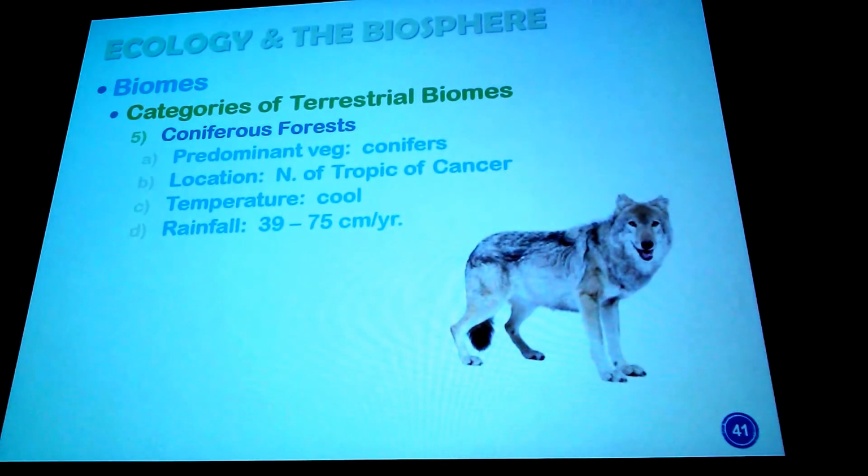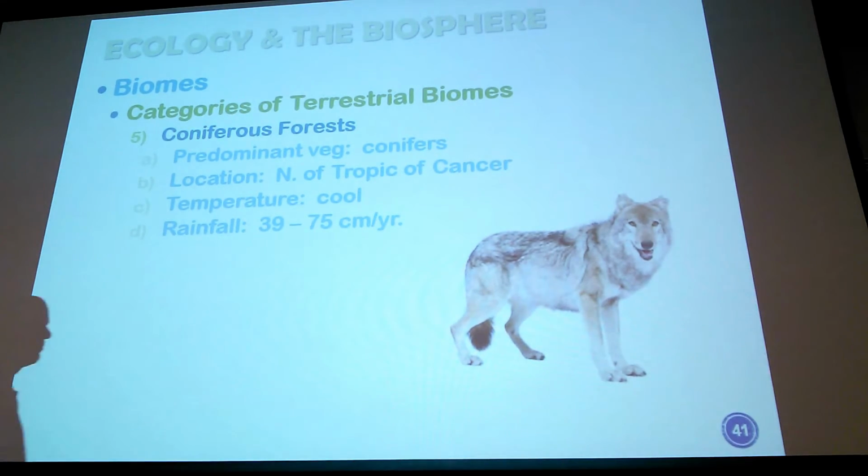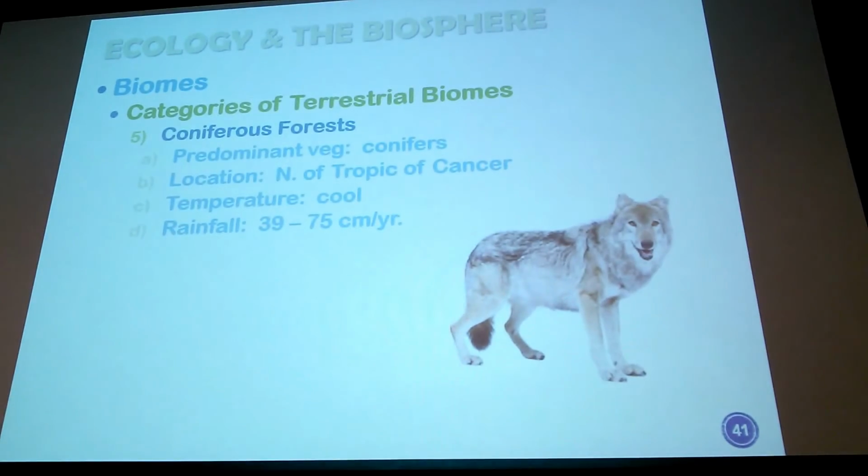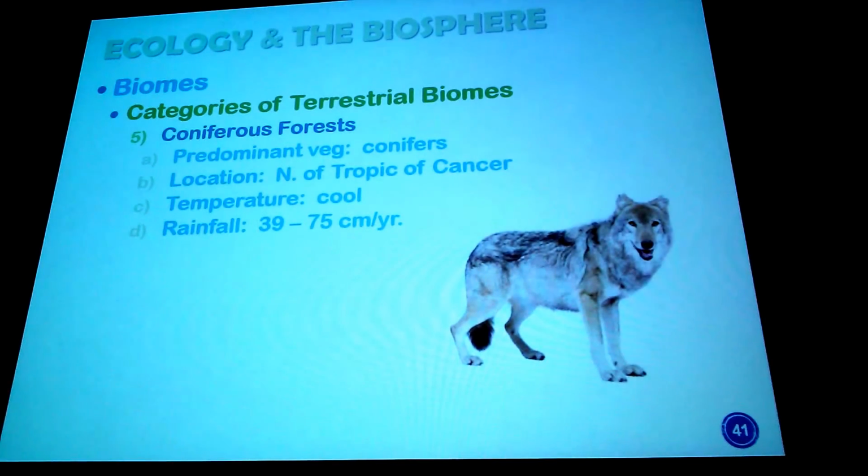Coniferous forests, something named after the trees in the region. The conifers are the predominant vegetation. Location, north of the Tropic of Cancer. Temperature, cool. Rainfall, 39 to 75 centimeters per year.